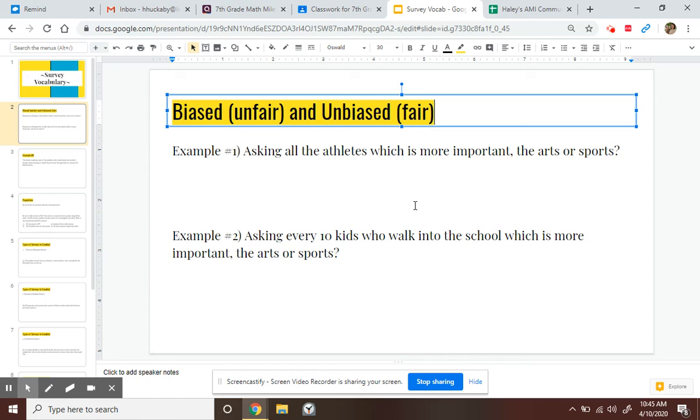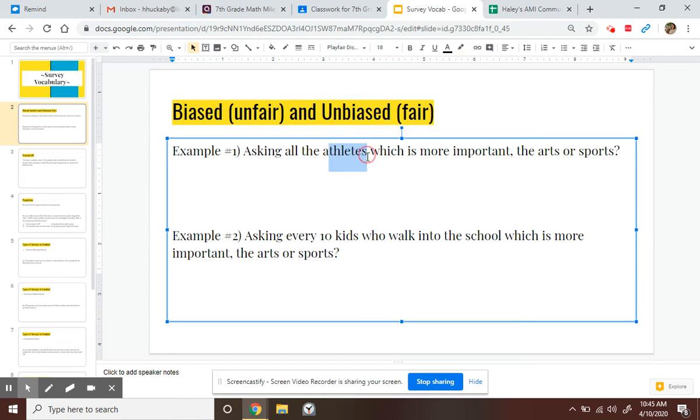All right, so for this example, we have to figure out if it's biased or unbiased. Asking all the athletes which is more important, the arts, so like band, choir, art class, or sports. Well, if you ask only the athletes, then that's probably going to be biased because, of course, they're going to say sports. So that's an unfair group of people to ask.